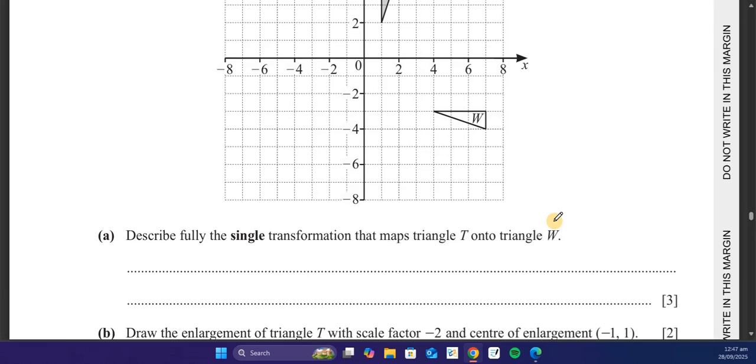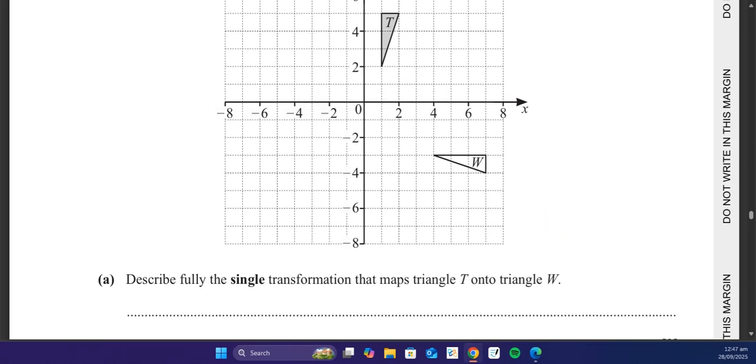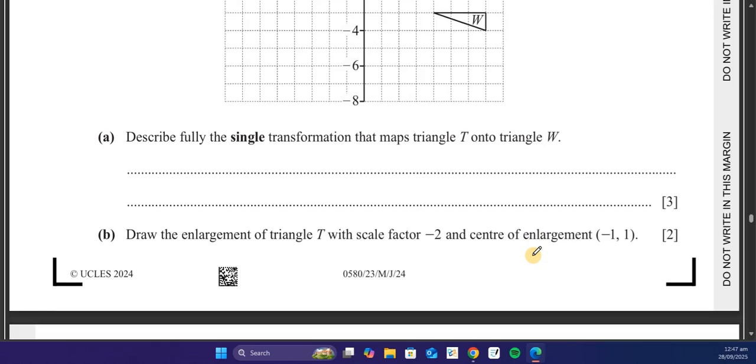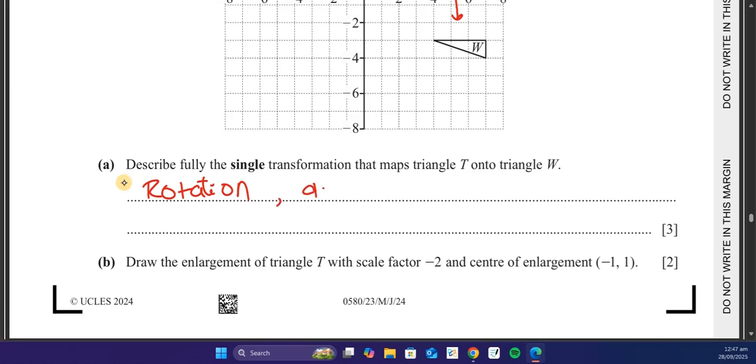Perfect. Okay. Describe fully the single transformation that maps triangle T onto triangle W. So we need to figure out the single transformation that will move T to W, and we need to describe it. So this is a rotation. How much rotation? We can see it's a 90-degree rotation, and it is clockwise.